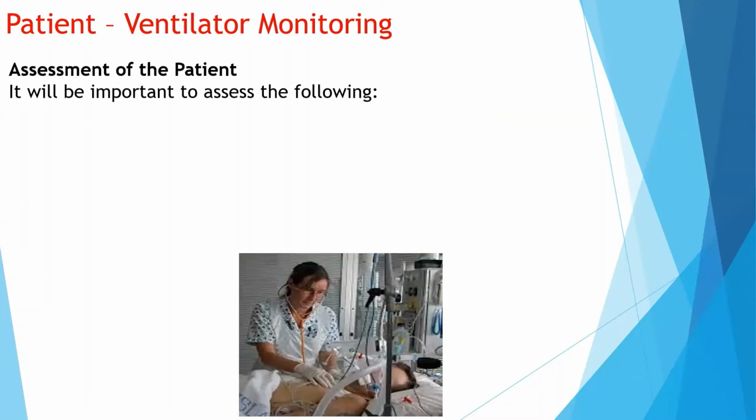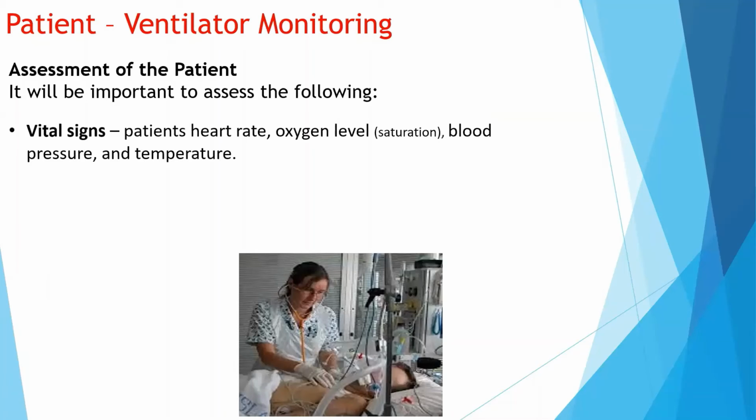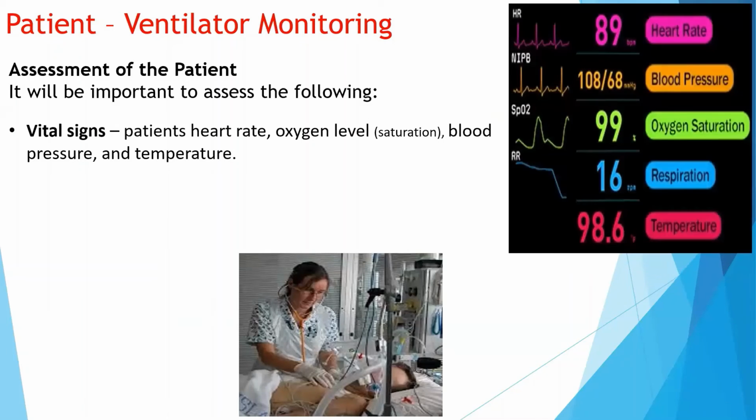The patient ventilator monitoring, of course, requires assessment of the patient, and it will be important to assess the following. Vital signs: patient's heart rate, oxygen saturation, blood pressure, and temperature will all be seen generally on a patient monitor, and it would look as the photo on the right-hand side looks.